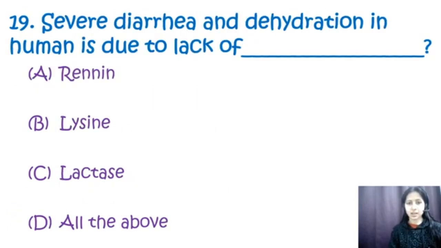Number 19. Severe diarrhea and dehydration in humans is due to the lack of: option A renin, option B lysine, option C lactase, and option D all of the above. The correct option is C, lactase. The lack of lactase, the enzyme that breaks down lactose, is the cause. Lactose is a sugar found in milk and other dairy products, which can lead to diarrhea or dehydration in some humans. So the correct option is C, lactase.